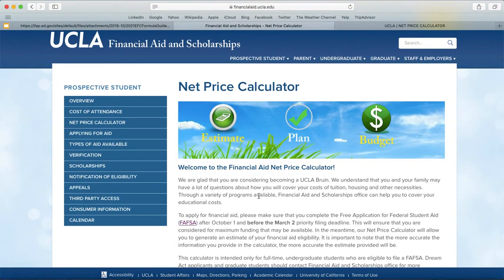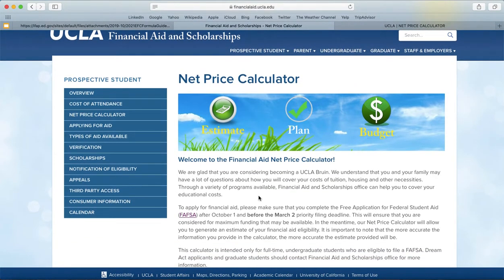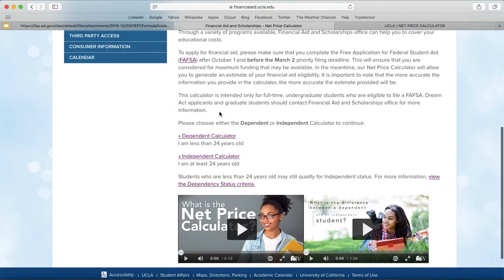An important thing to recognize is that the net price calculator, every school has their own. So here we're just taking a look at UCLA's net price calculator. Whatever institution you're going to, check out their net price calculator, and that'll give you a good idea of how much your family is expected to contribute to the sticker price. For example, like we were talking about before, it depends on what category you fall in. I am less than 24 years old, so I would probably go with the dependent calculator, although they do mention that sometimes you can still qualify for independent status. So again, if that's you, then look at that criteria.